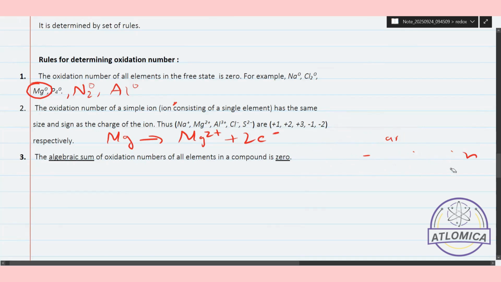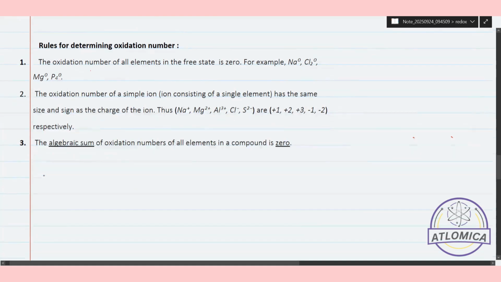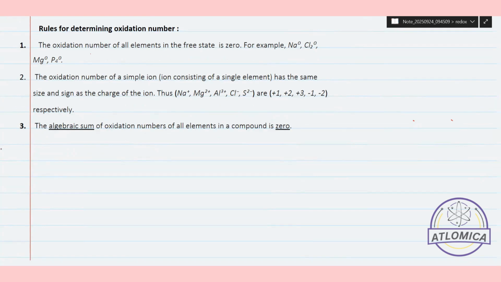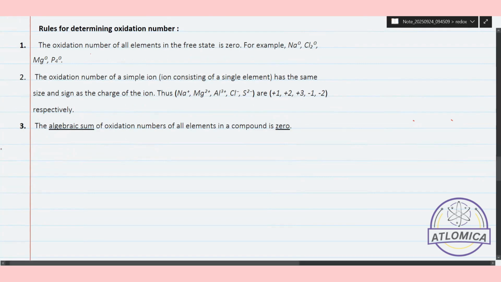That only works for ions. The first two rules only work for ions. But the third rule states that the algebraic sum of oxidation numbers of all elements in a compound is 0.